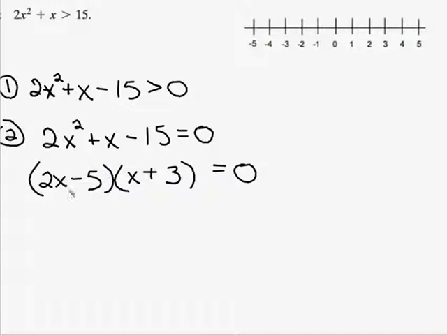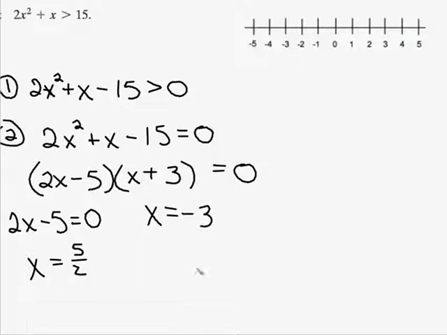All right, we set each of those separately equal to 0. 2x minus 5 equals 0. We'll add 5 and divide by 2. X is 5 halves. The other one is much easier. Just set it equal to 0, subtract 3 from each side. X is negative 3. So our boundary points, I will abbreviate BP. Boundary points are negative 3 and positive 5 halves, or 2.5.